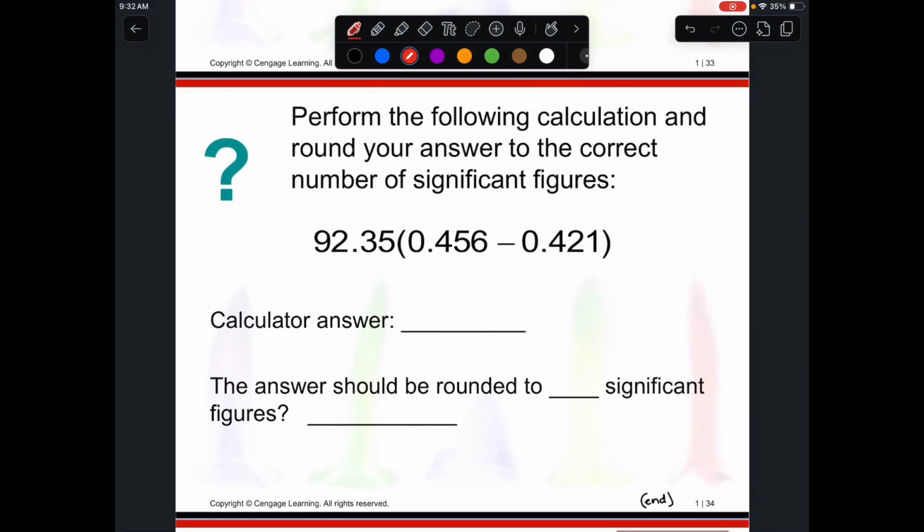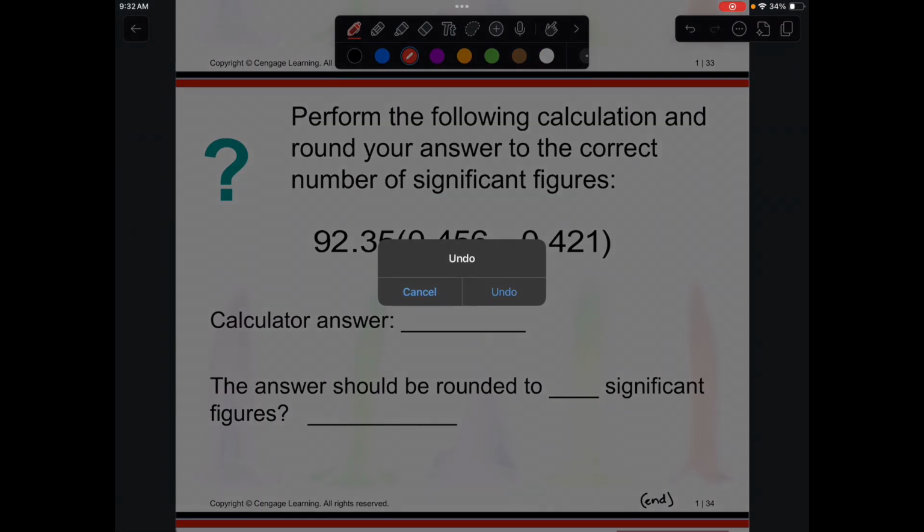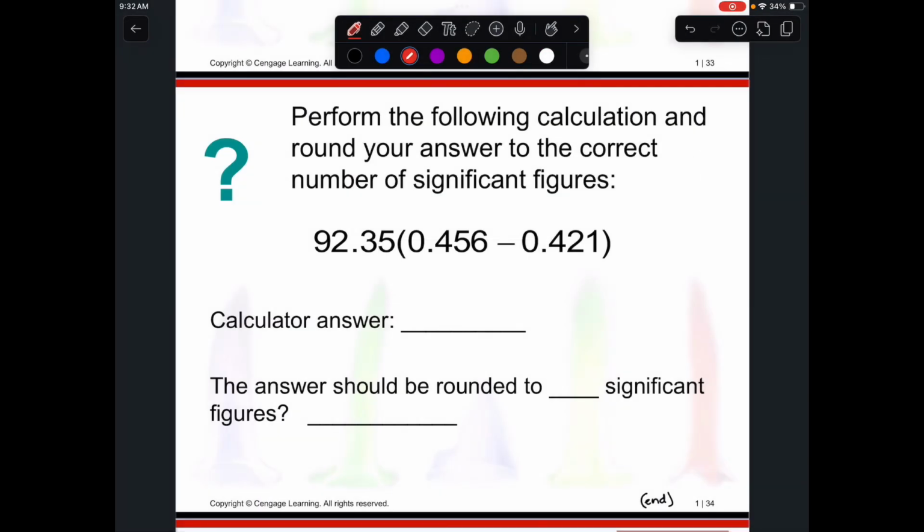And this has multiple different components. So we're going to look at, we have some subtraction here, and we also have some multiplication. Let's go ahead and do the subtraction first, because that's in parentheses. So go ahead and take the 0.456 minus the 0.421. And I'm going to go ahead and write my answer above for this, 0.035. And let's go ahead and look at our rules for subtraction. It's the least number of decimal places. These both have 3 decimal places, so I'm going to keep this number as 0.035.